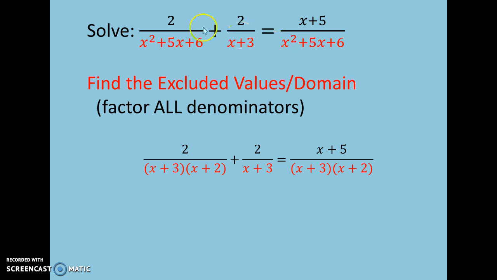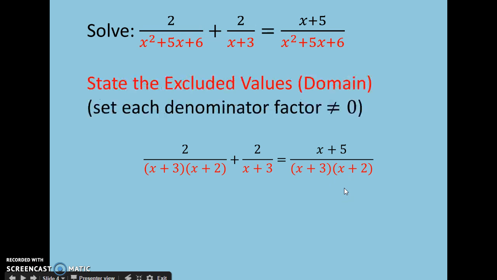And so the way we're going to do that is we're going to factor all of the denominators, right? So these denominators need to be factored. The first denominator can be factored into the two binomials x plus 3 times x plus 2. The second denominator, well, it's already factored, x plus 3. And then, of course, the third denominator is the same as the first, so its factors are x plus 3 and x plus 2. We're going to set each of these factors, each of the unique factors, equal to 0.